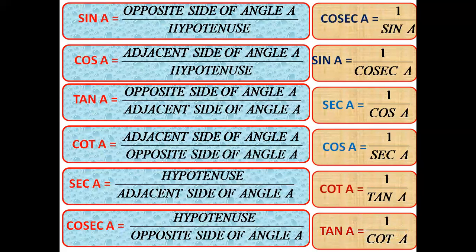So these formulas we have learned. There are two more formulas remaining. Let us see them with proof. Sin A is equal to opposite side of angle A by hypotenuse. Cos A is equal to adjacent side of angle A by hypotenuse.